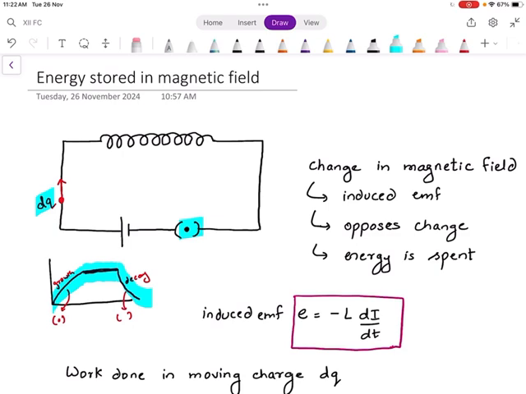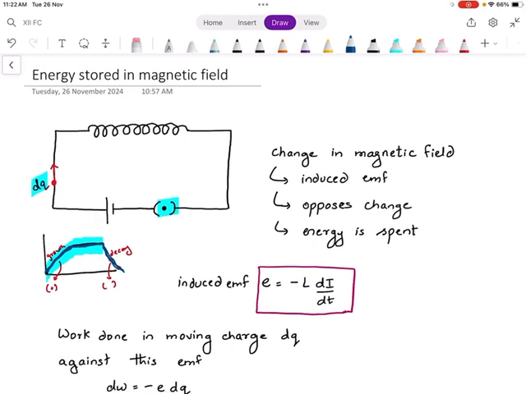It slowly increases as shown in this graph. You can see that the current value slowly increases, then becomes steady after some time, and if I remove the key, it will decrease in this way. Whenever the current is increasing, as I put the key, there is a change in current. If there is a change in current, there is a change in magnetic field. If there is a change in magnetic field, EMF is induced. And what is the direction of this EMF? It tries to oppose the change in the magnetic field.